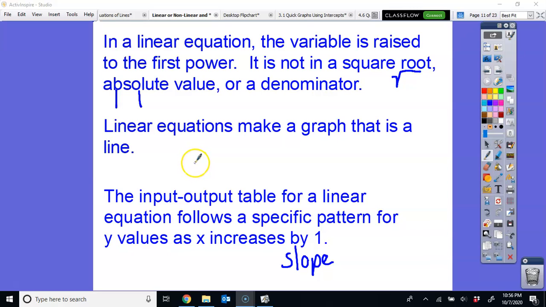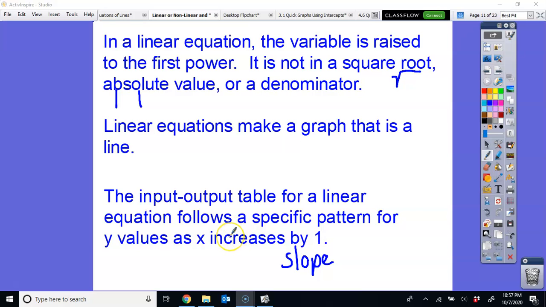When you start plugging in numbers for x, every time x increases by 1, you have a very specific pattern for the y values. This is called the slope, or the change in y over the change in x. Rise over run. We're going to actually see that physically happen today when we start looking at an input-output table.